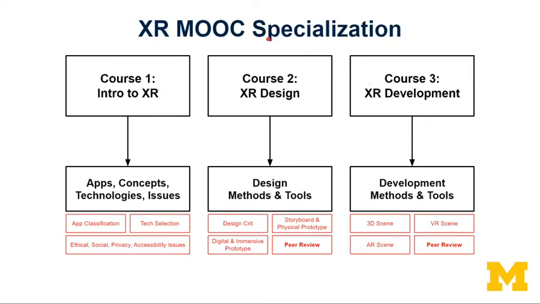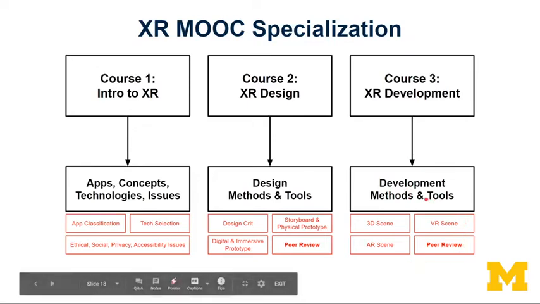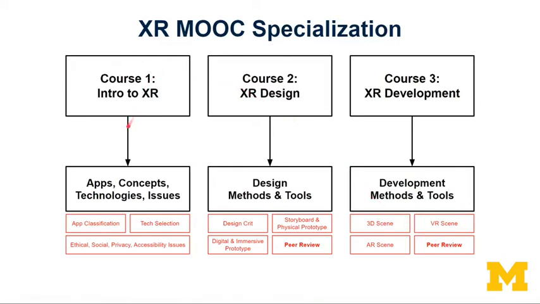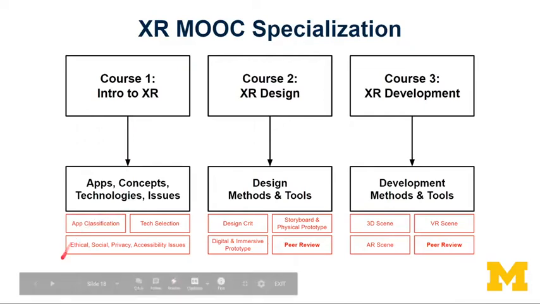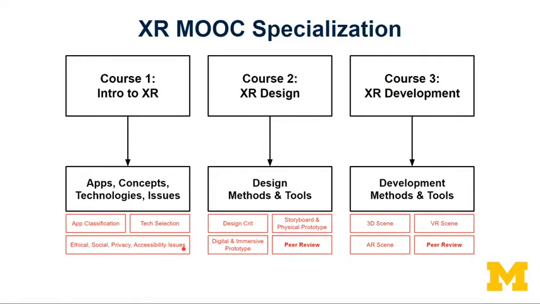Finally, this is an overview of the XR MOOC specialization. So you were in course 3, so this is the XR development course. We've covered all these topics, and we are just wrapping up the peer reviews this week. And then from here, course 1 would really focus on a lot of these issues. So the applications, concepts, technologies, and the issues, really spelling out the issues: ethical, social, privacy, security, accessibility, and equity are some of the really important classes of issues there.